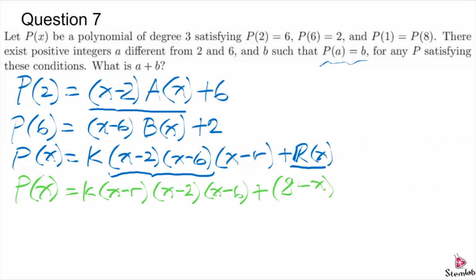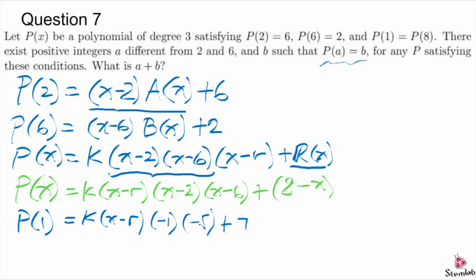So p of 1, if we just plug it in here, is equal to some constant times 1 minus r, times negative 1, times negative 5, plus 7.